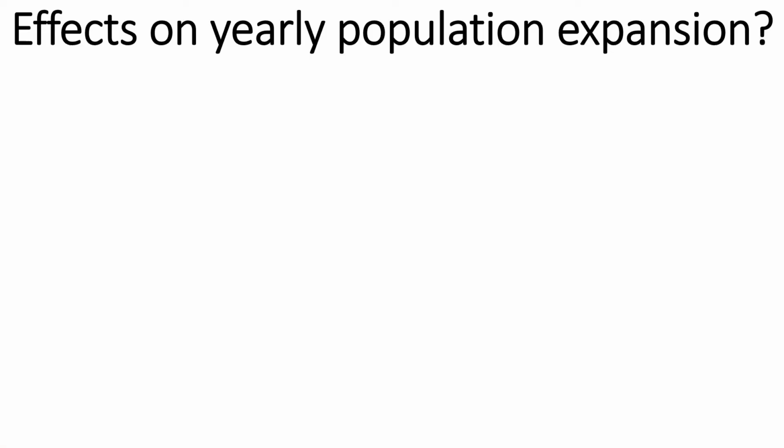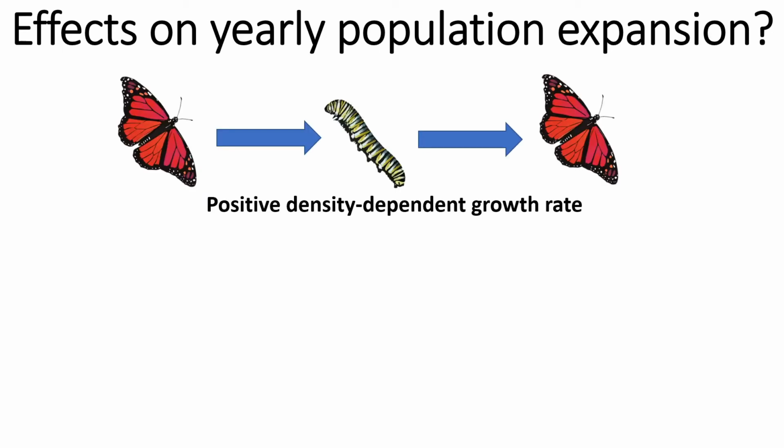There are a couple of reasons why we might expect that the population declines of monarch butterflies have interfered with that yearly population range expansion. First, if we are seeing Allee effects, that means that we're seeing reduced population growth rates. And there is a lot of ecological theory demonstrating that when a population's growth rate is reduced, its rate of spatial expansion should also be reduced.